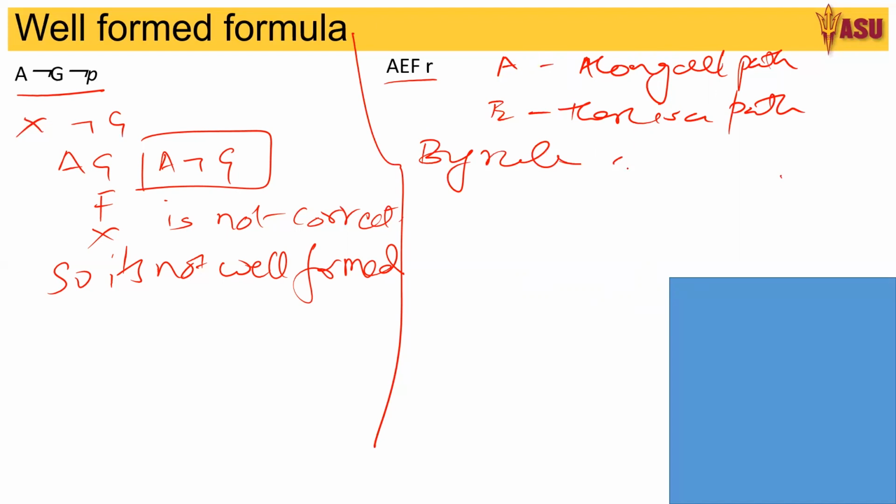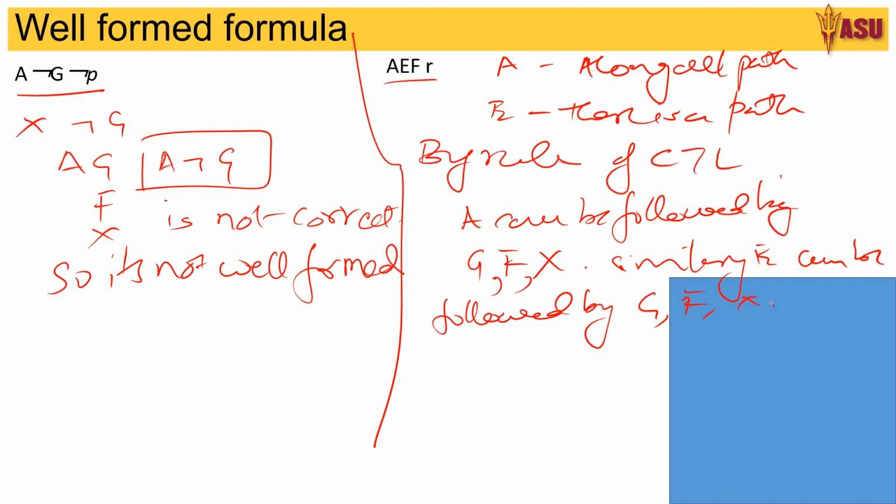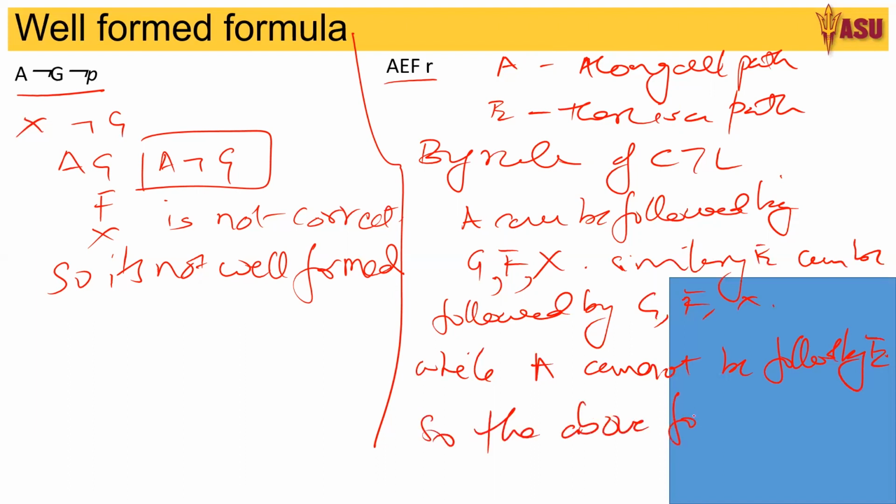By the rules of CTL, A can be followed by G, F, or X. Similarly, E can be followed by G, F, or X, while A cannot be followed by E. So, the above formula is not well formed.